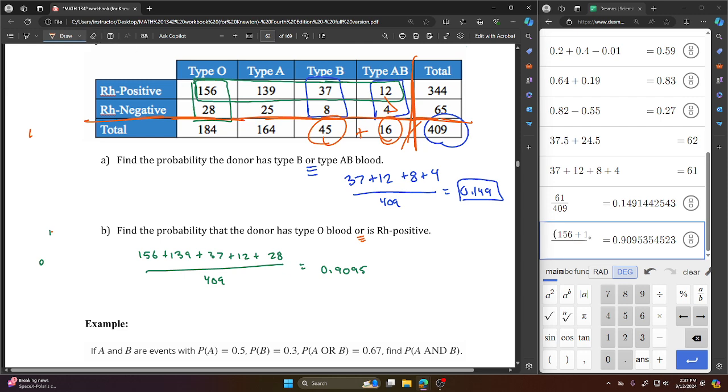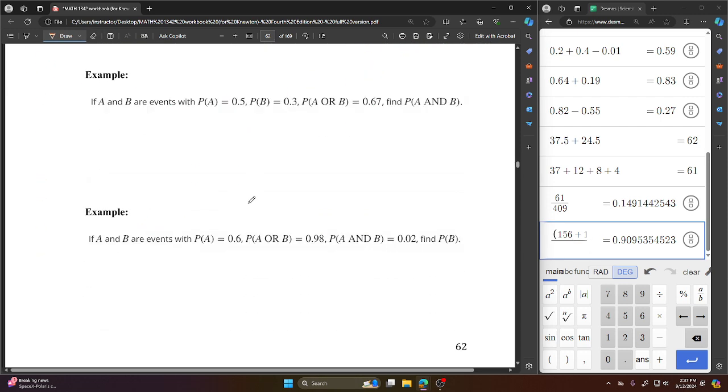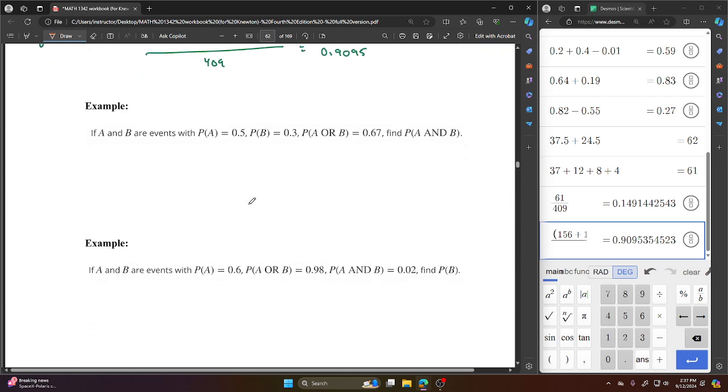All right, cool. Is this the last stuff down here? Last two problems. So we got A is this, B is that, OR is that, find A and B. Let me just remind you of the formula. OR is A plus B minus the AND, okay? I've really simplified it a lot. So what goes in the OR position?